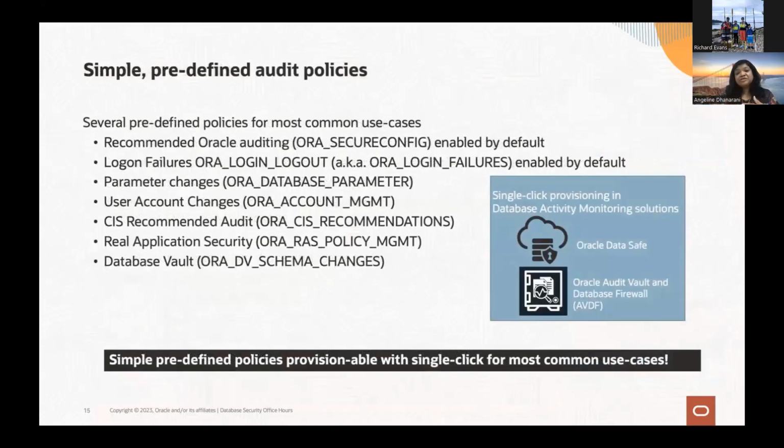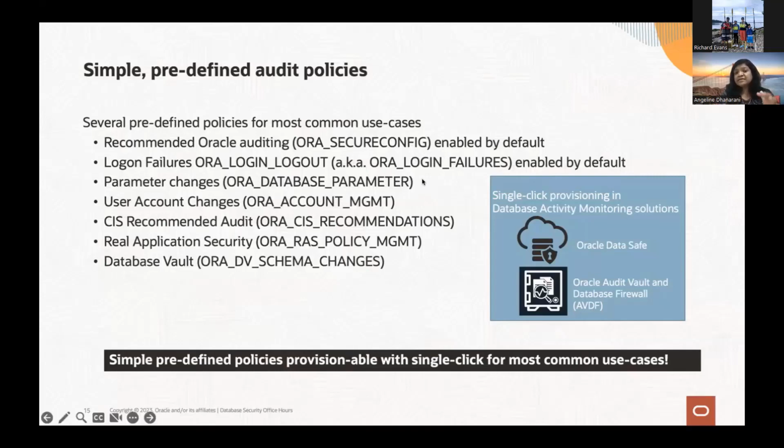Next key feature is the predefined audit policies. Within Oracle database, you will see the list of these predefined policies. The first two, secure config and login failures, the new name in 23c is ORA_LOGIN_LOGOUT. These two are enabled by default if you created the database on 12.2 and above. If you had upgraded, of course, you have to enable these two.